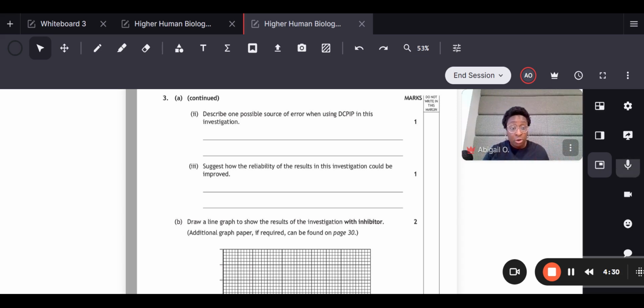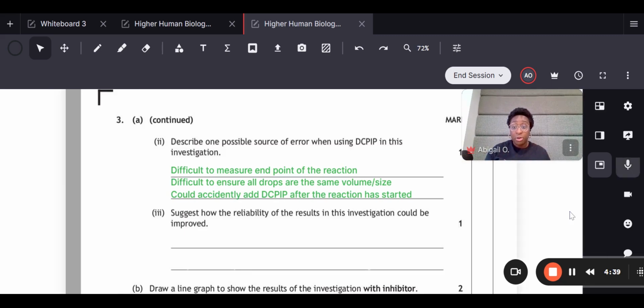So these are all things that could go wrong when you're using a drop or using a dropper in an experiment like this, in this case DCPIP. So again, for this mark, you could say it's difficult to measure the end point of the reaction.